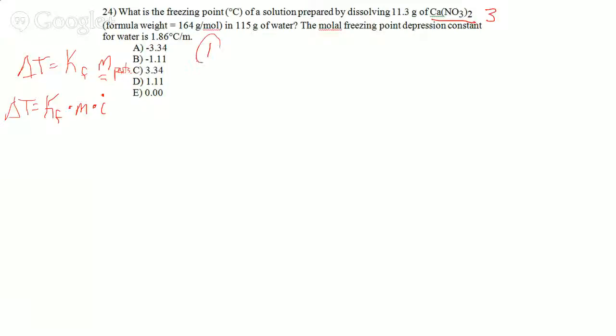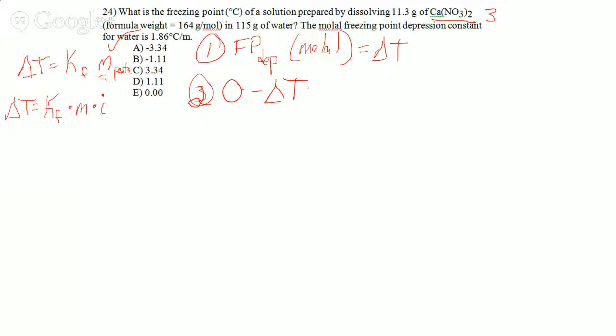All right, so what's our plan going to be? First step is we have to figure out the freezing point depression, right? And in order to do that, we need to know the molality. Once we have the molality, then we can plug it in and solve for delta T. Once we have the delta T, well, it's freezing point depression, so it's 0 minus the delta T, and that'll give us our freezing point. So first step, got to figure out molality.